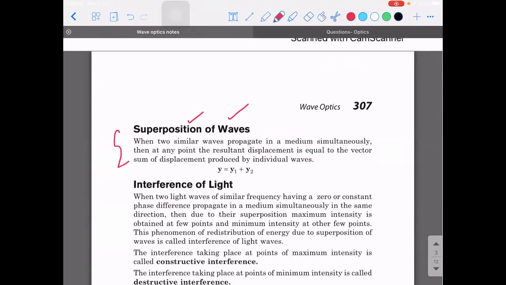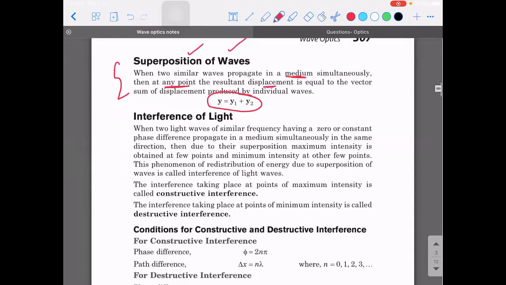Then what will happen to these waves when they superpose on each other? When two similar waves propagate in a given medium simultaneously, the resultant at any point in terms of displacement is equal to the vector sum of the displacement produced by the individual waves. So y is equal to y1 plus y2. This is a mathematical expression, which we all know. Based on this only, we will come to the concept of interference of light.